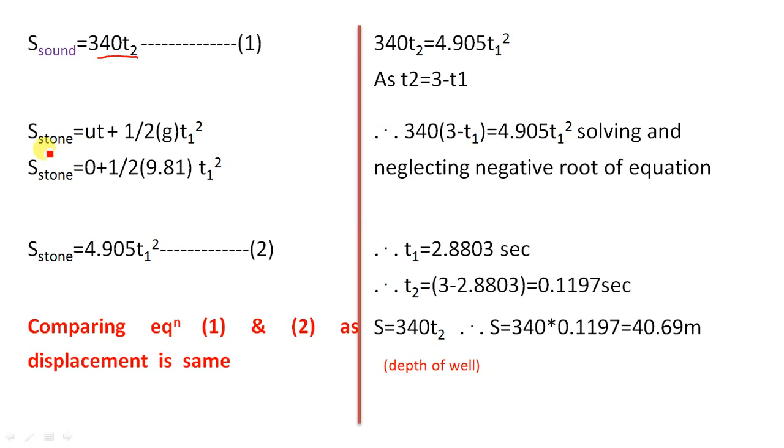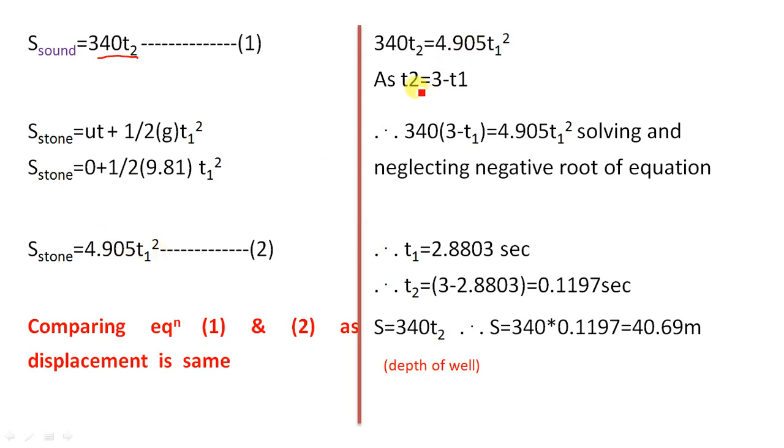Now S of stone, displacement of stone, S is equal to ut plus 1/2 at square. Here a is equal to plus g. Substitute the values. u is 0, 1/2, g is 9.81, T1 square. So S of stone, you will get 4.905 T1 square. Now in both the cases, S of sound is equal to S of stone. So we can compare this: 340 T2 is equal to 4.905 T1 square.